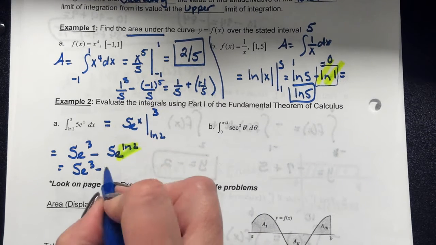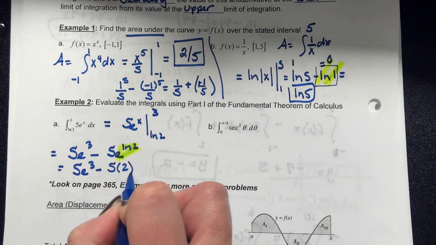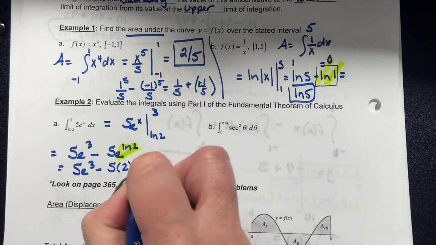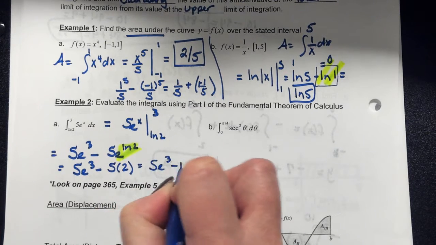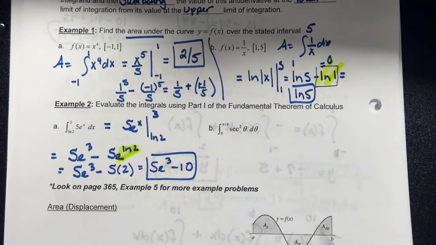So what's this going to leave me with? It's going to leave me with 5 times 2. So then I'm going to end up with 5e to the third minus 10. So any questions on part A? You guys go ahead and try B for me.